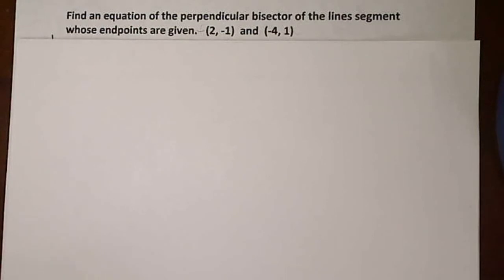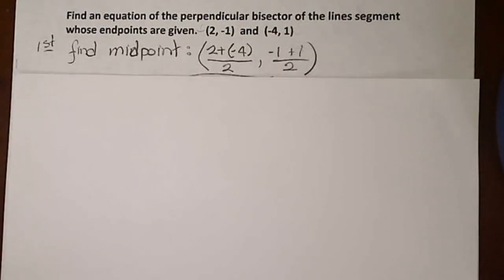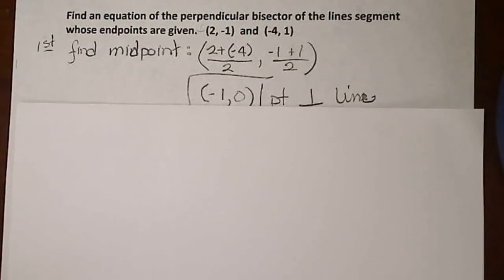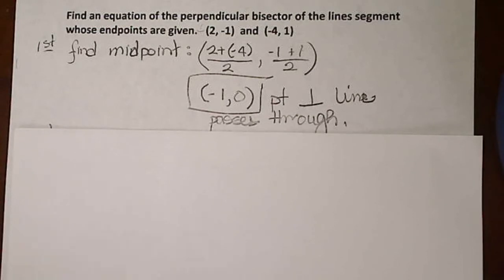So first thing we're going to do is find the midpoint. Well, we know that the midpoint is found by adding the two endpoints, the x values and dividing by 2, the y values and dividing by 2. So I end up with a point of (-1, 0) as our point where the perpendicular line passes through it on this line segment.